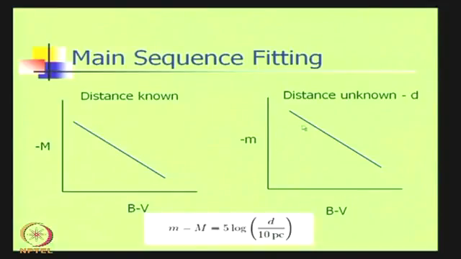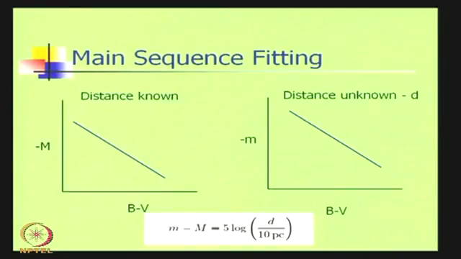So, you can now relate the apparent magnitude of these stars to the absolute magnitudes. So, you want these two curves to be identical. So, from there you can determine the distance to the open cluster. So, this is how you take the second step in the ladder.